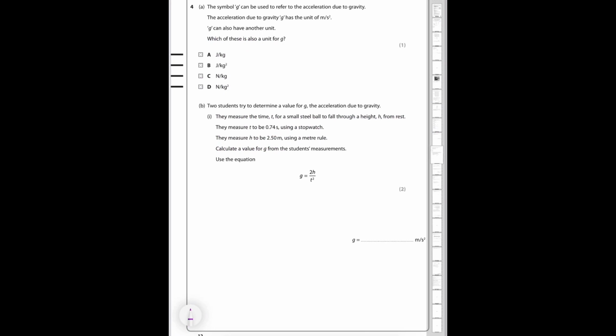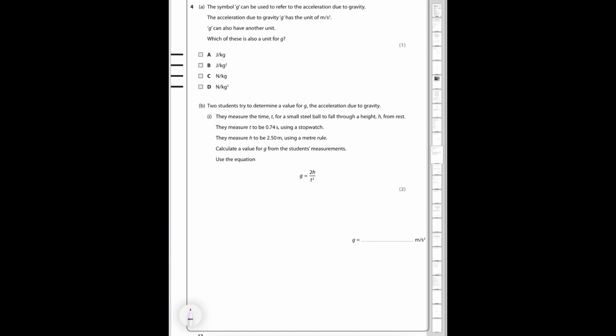In question 4, we're told that the symbol g can be used to refer to acceleration due to gravity. Acceleration due to gravity has the units of meters per second squared. Gravity can also have another unit. Which of these is also a unit for gravity?